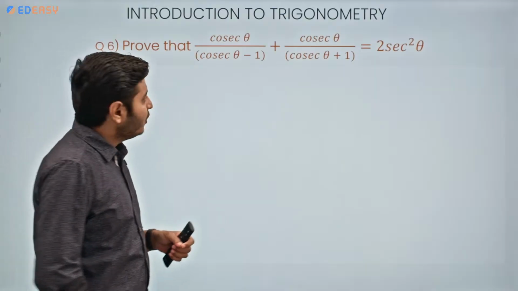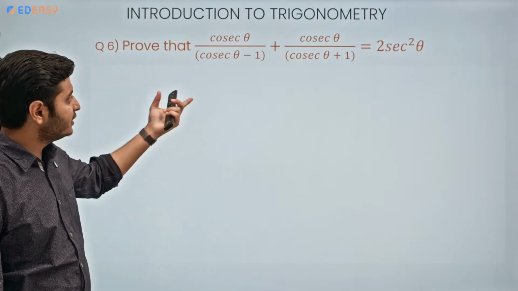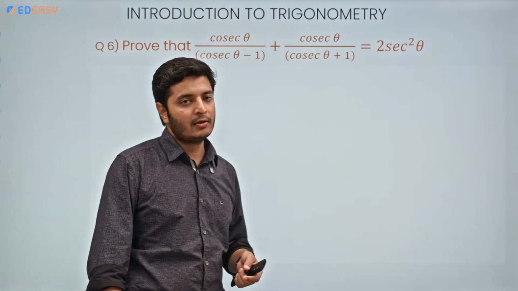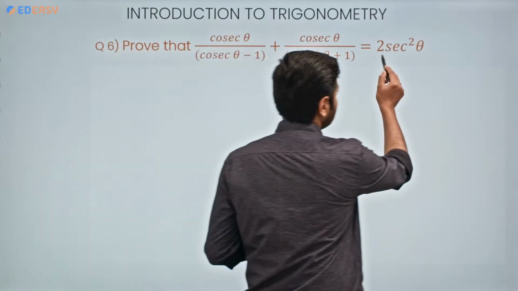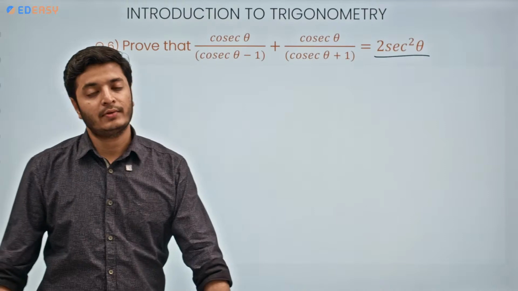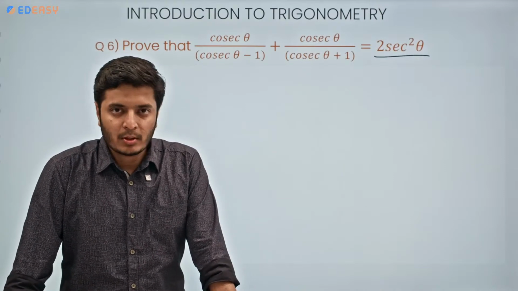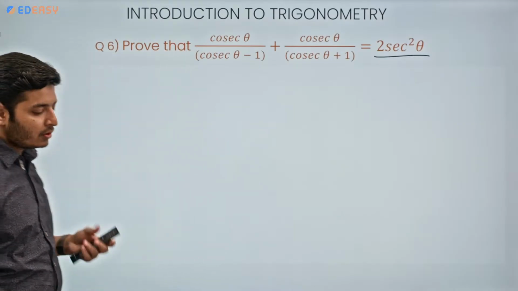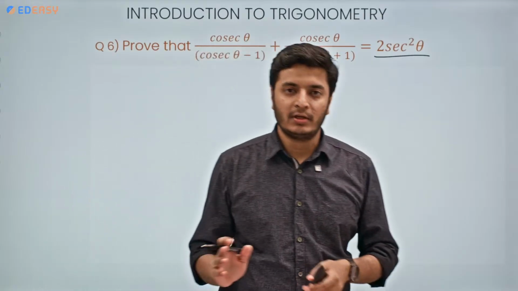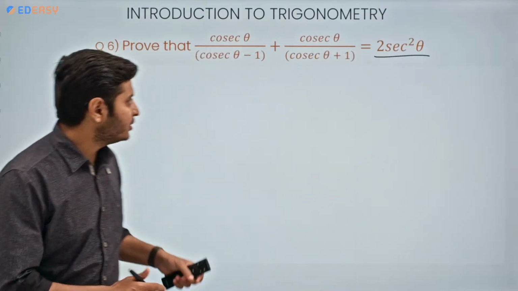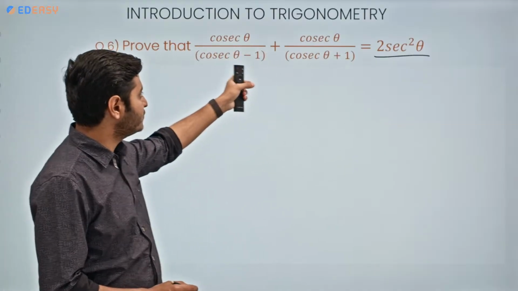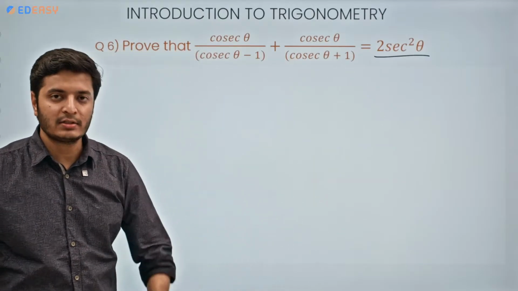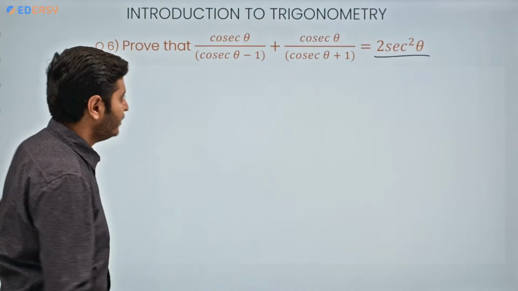Now, this problem. Cosecant theta divided by cosecant theta minus 1 plus cosecant theta divided by cosecant theta plus 1, we need to prove this to be equal to 2 secant square theta. Similar type of problem, but we are going to deal with cosecant theta now. So what are we going to do here? First thing, we are going to take the LCM again. That way, we are going to multiply this value with this whole value and this value with this whole value. And when they are multiplied with themselves, it will again give us the identity a square minus b square, correct?